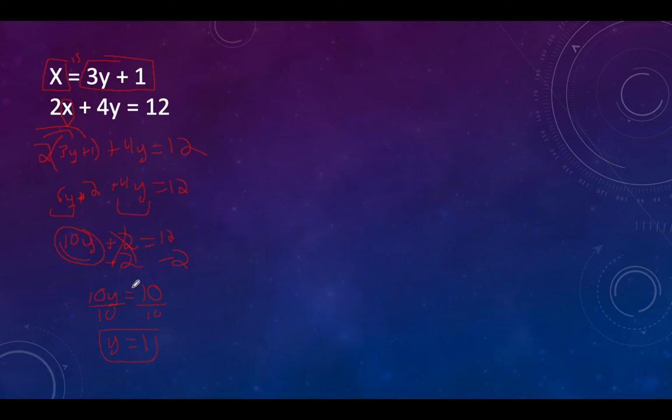Okay. Now we got to find what x is. So let's plug in 1 where we see y. So we got x equals 3 times 1 plus 1. Well, 3 times 1 is 3. Plus 1 equals 4. So this is our x. We got to make sure we write it in order because it's x comma y. So the one that equals x goes first, so it'd be 4 comma 1. And that'd be your answer.